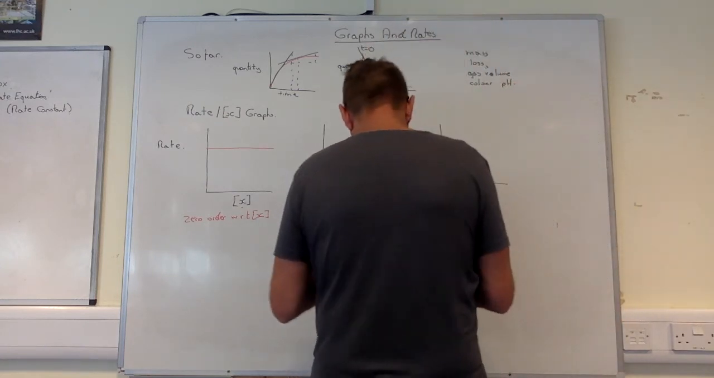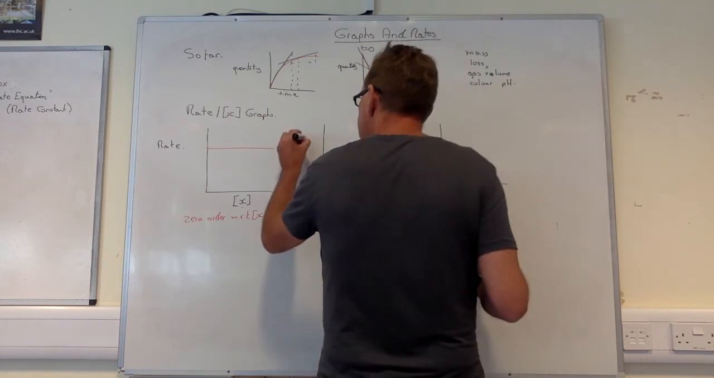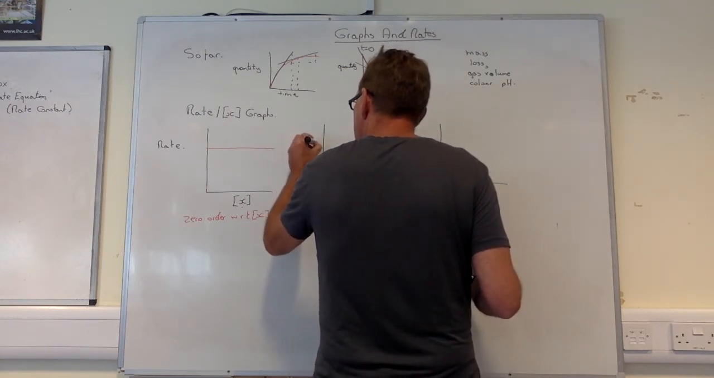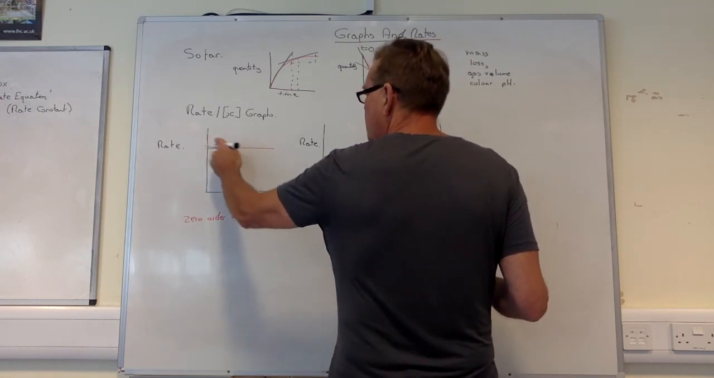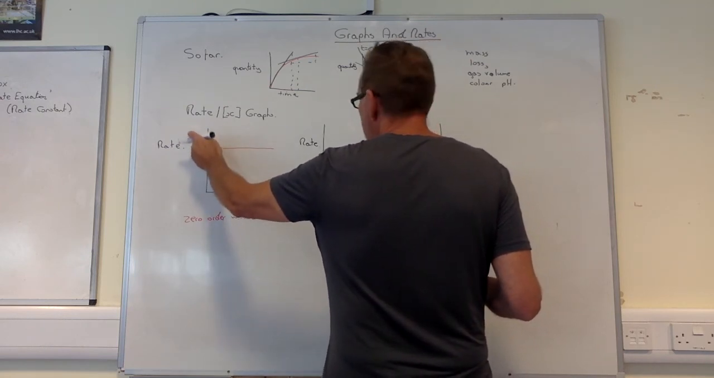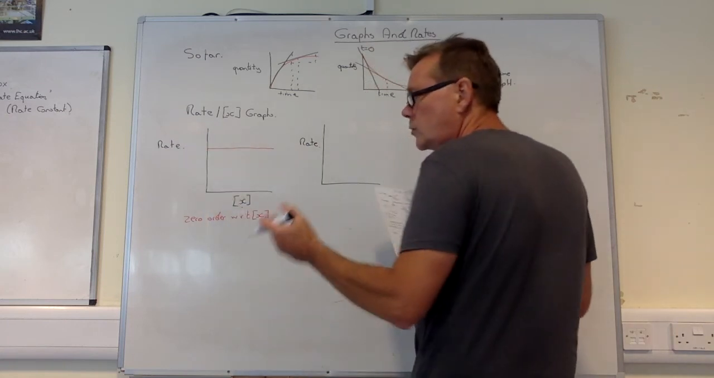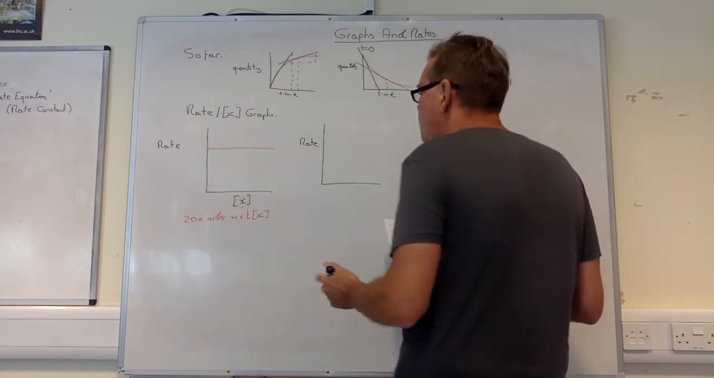Right, this one. Rate. I suppose at any particular concentration, you've got the value of rate there. You don't have to work out anything. There's no tangents to be drawn in this sequence of graphs. It's already there for you.